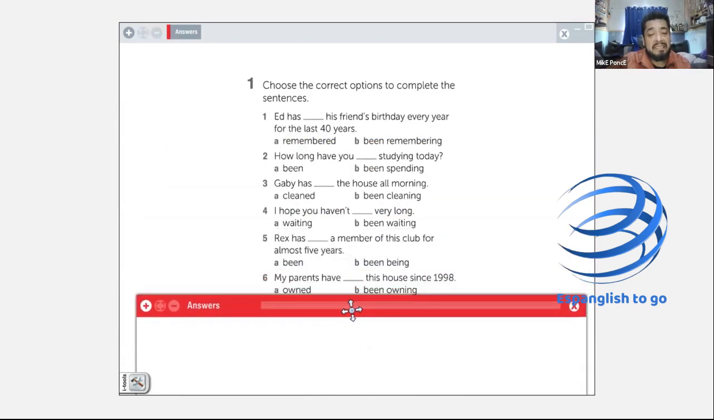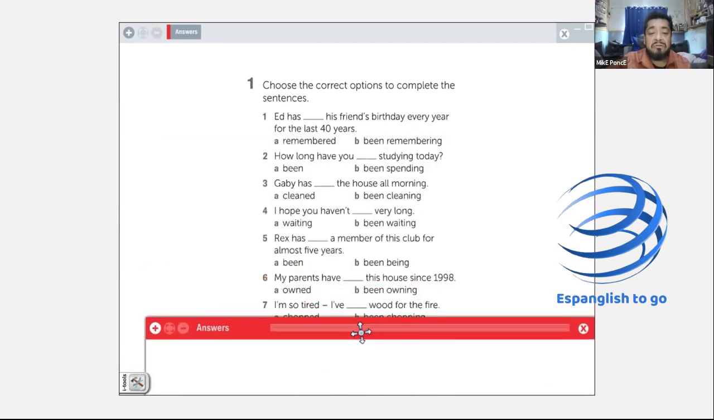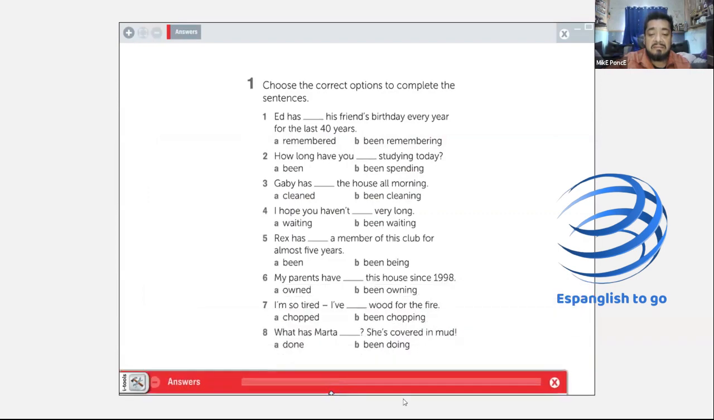Gabby has been cleaning the house all morning. Number 4 is letter B. I hope you haven't been waiting very long. Number 5 is letter A. Rex has been a member of this club for almost 5 years. Number 6 is A. My parents have owned this house since 1998. And number 7, I'm so tired.